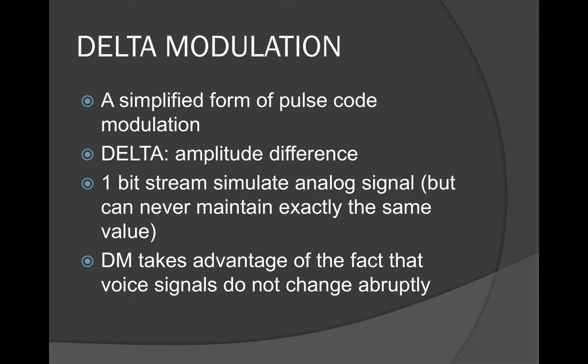Delta modulation is a simplified form of pulse code modulation. Delta refers to amplitude difference, measured from one sample instance to next. Output is a bit stream of samples at a relatively high rate to approximate input analog signal, but can never maintain exactly the same value. Delta modulation takes advantage of the fact that voice signals do not change abruptly. If they did, it will have an issue, and this issue will be explained later on in this presentation.